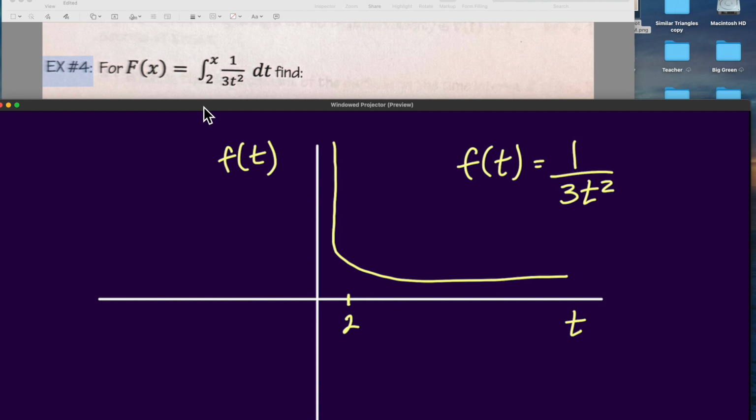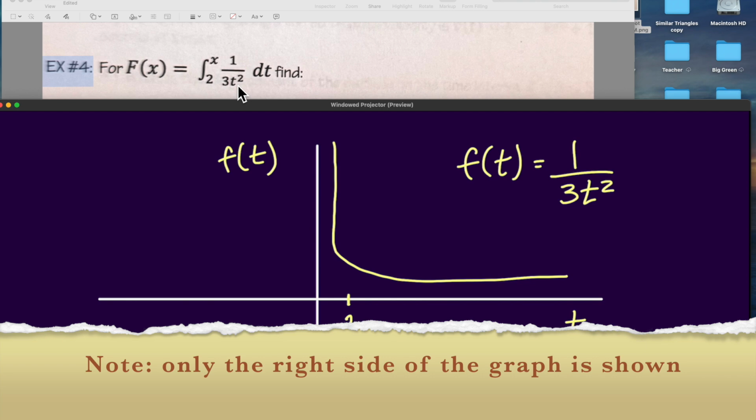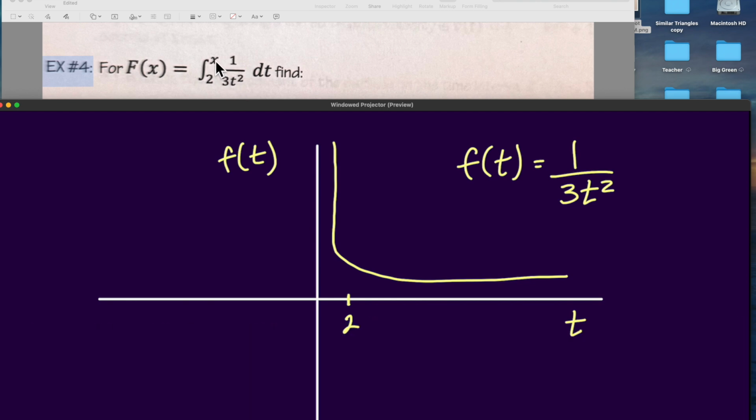But basically, this is an area function under this curve, 1 over 3t squared, and the area is going to depend on the value of x. So here we're going to start at 2, and we're going to look at the area under this curve depending on what this x value is. So this x value is going to vary, and if it moves to the right, you're going to have more of an area, and if it moves to the left, you're going to have less of an area.